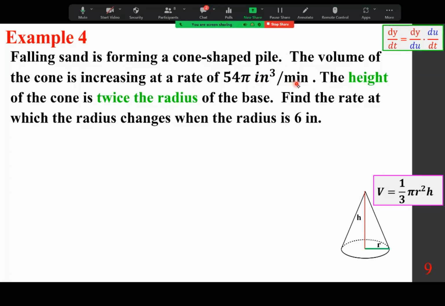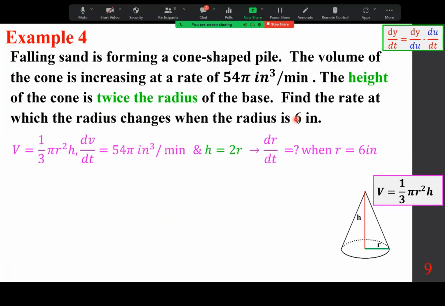dV dt is 54 pi cubic inches per minute. The height h is equal to 2r. Find the rate at which the radius changes. Find dr dt. At what point? When r is 6.